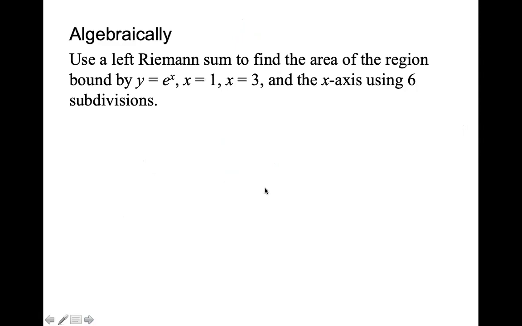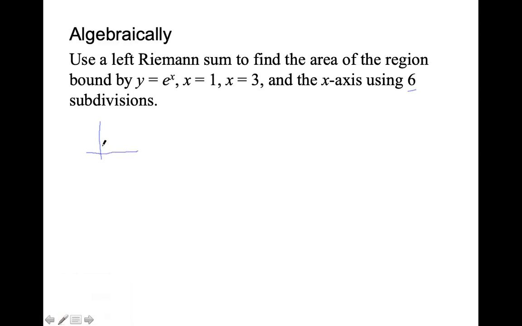Okay, this time we're finding it algebraically. And so we have to do some work here. It says use a left Riemann sum to find the area of a region bound by y equals e to the x, x equals 1, x equals 3, and the x-axis. And it's telling us to use 6 subintervals this time. All right. So this time, and if you like a graph, you can always draw a little sketch of your graph. If you find that helpful.